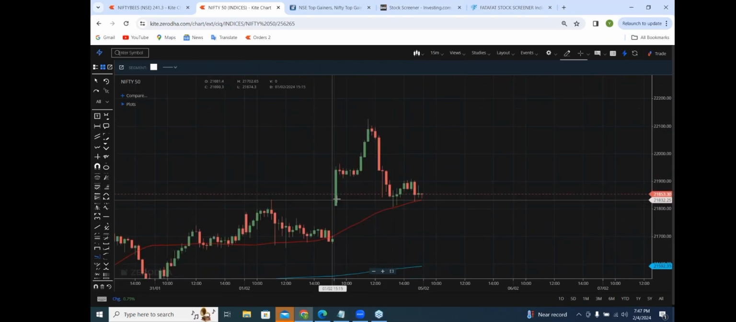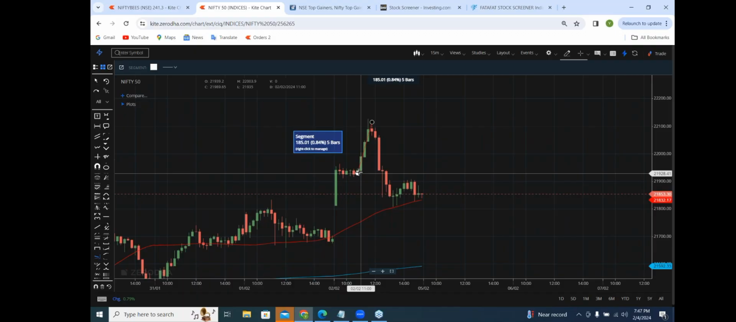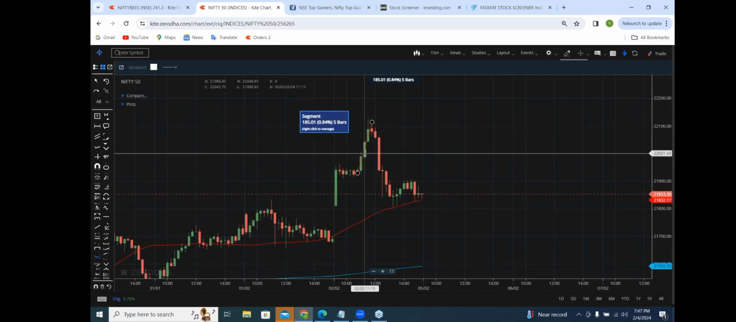In Nifty 50, there was a bullish movement. 1, 2, 3, 4 candles of 15 minutes. For 1 hour, it was bullish. Yes or no? All of you.